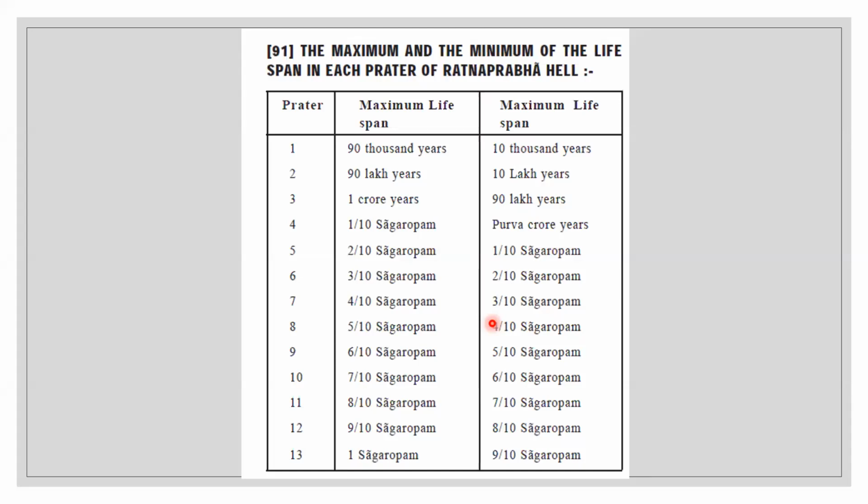And if you go down, the 13th Pratar, the minimum Ayushya is 9/10 of a Sagarupam and maximum Ayushya is 1 Sagarupam. So if you just look at the first Narkavas, the minimum Ayushya is 10,000 years and maximum Ayushya is 1 Sagarupam. But again, they have got 13 different places where the Jews are born in the first Narkavas.